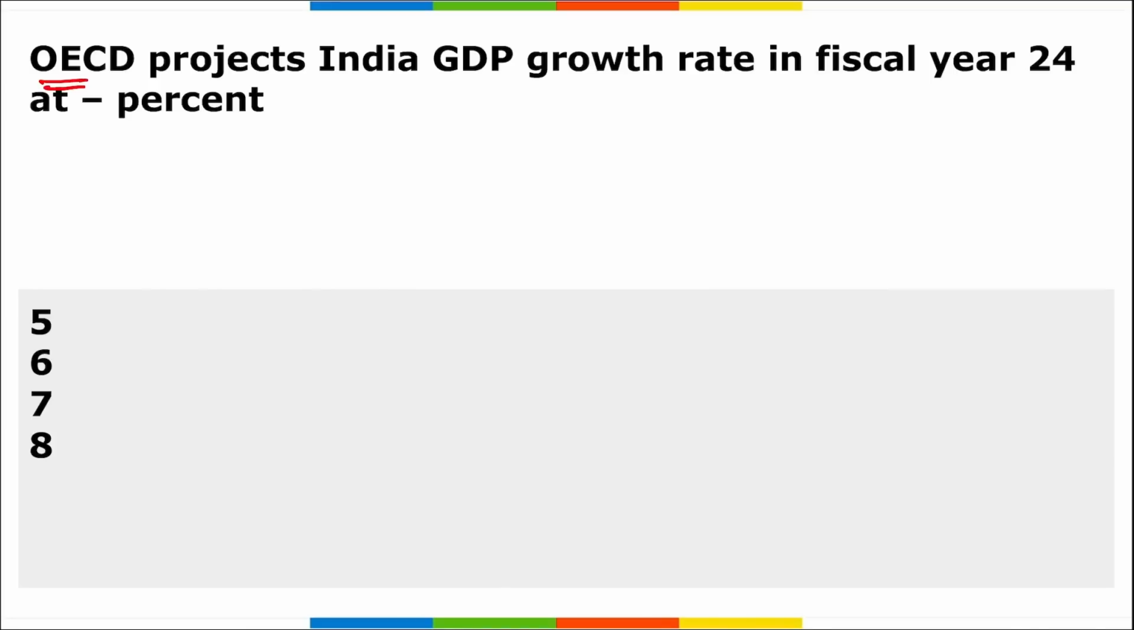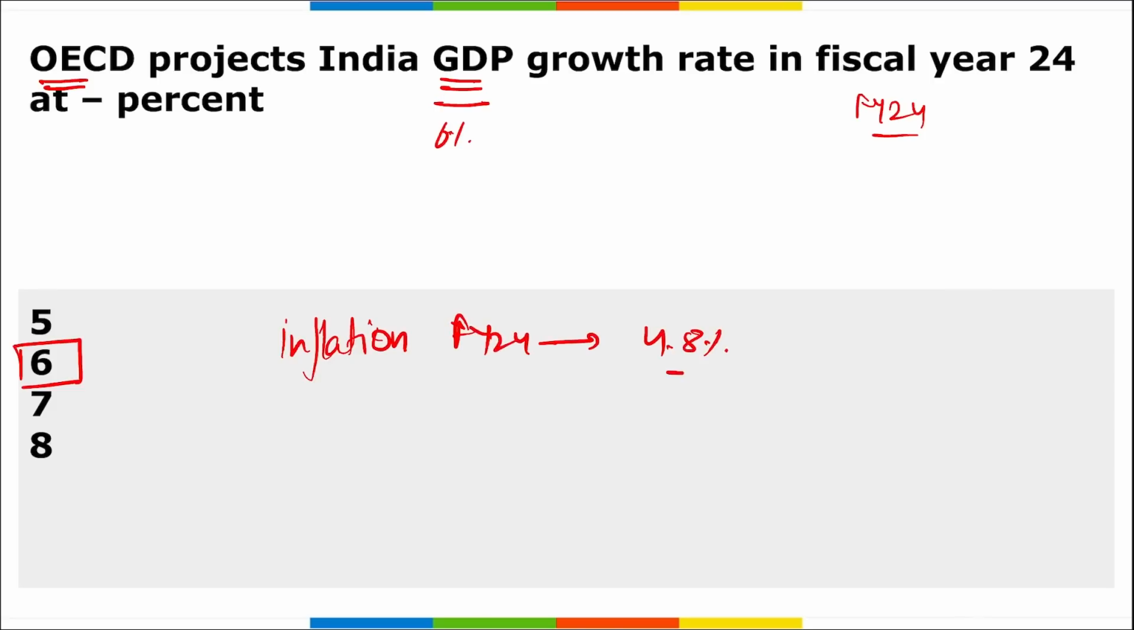Next, OECD, that is the Organisation for Economic Co-operation and Development. OECD projected India's GDP growth rate for fiscal year 24 to be how much percent? So for fiscal year 24, it projected India's GDP to grow by 6%. Correct? Important. Then mark this, OECD estimated inflation. Here we are talking about GDP being 6%. But if we are talking about inflation in India for the same fiscal year 24, it was projected at 4.8%. Right? For the same period, RBI projected inflation to be around 5.2%.